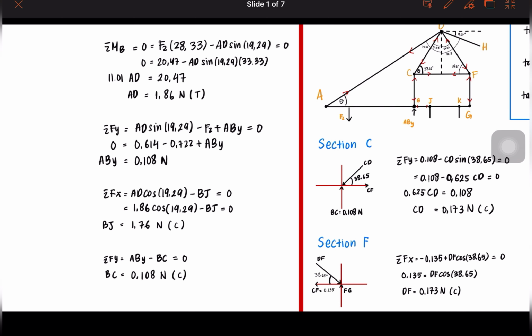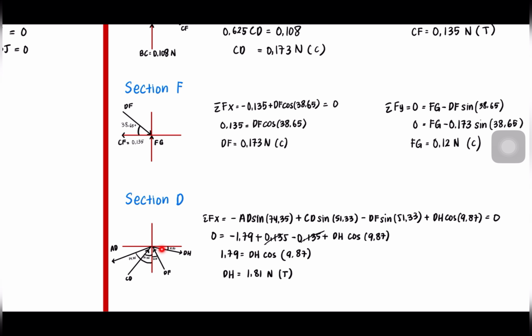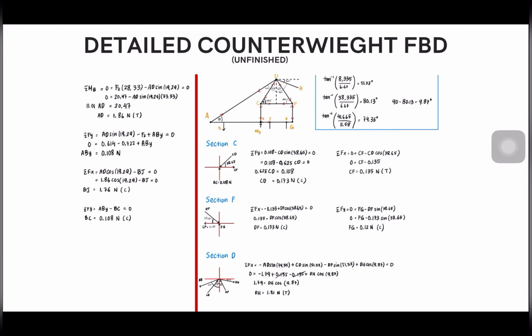Okay, for DF, since it's going to the pin as well, it's going up, but it's going to the left. So CD and DF can cancel each other, since the results of both members are the same. CD sin 51.33 is 0.135, and DF sin 51.33 is also 0.135. By that, we can calculate the member force of DH, which is 1.81 Newton. Since our assumption is tension and we got a positive answer, our assumption is true, that DH is going away from the pin, so it is tension.